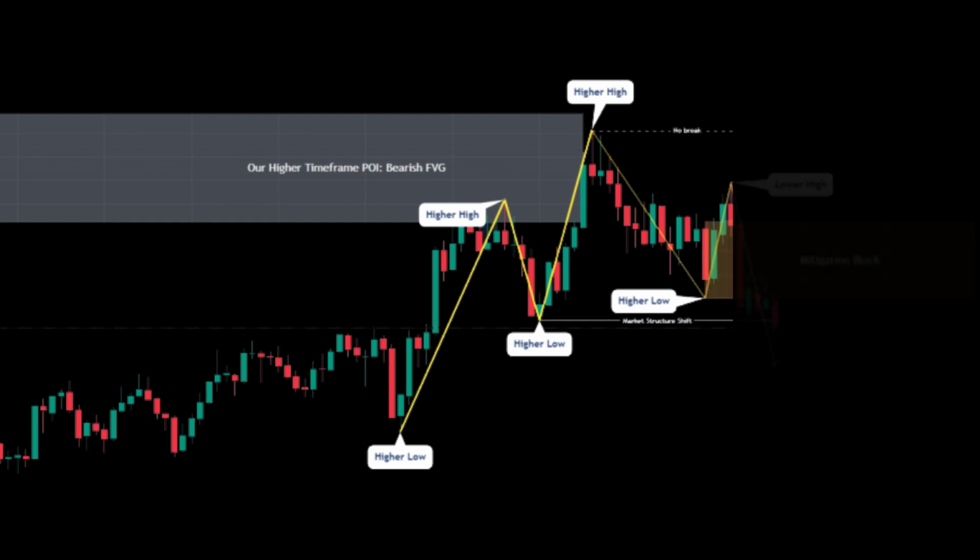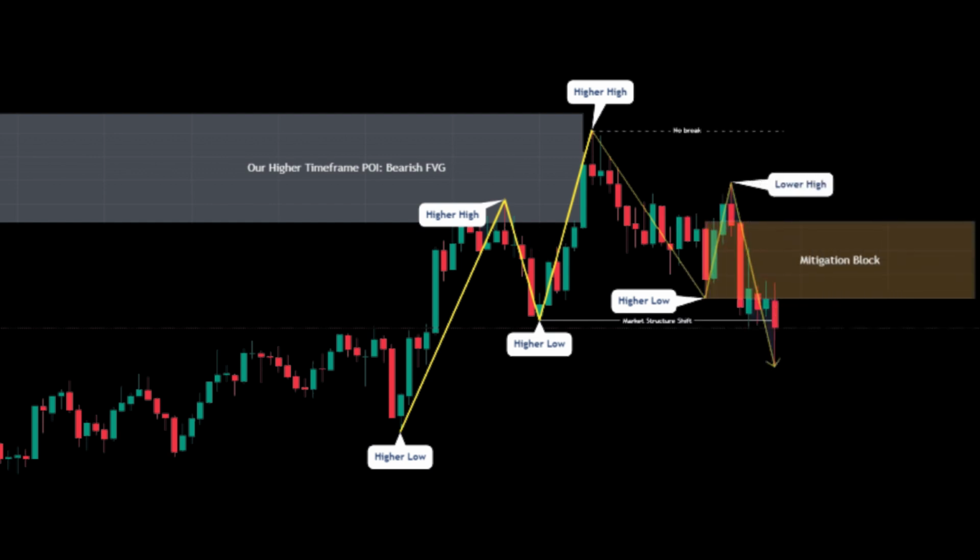2. Identify your mitigation block. Dip into your lower time frame and wait for the formation of the mitigation block. Don't forget that it's the block that fails to break structure in the direction of the current trend before a market structure shift. In our chart, for instance, notice that our higher low does not lead to a higher high. Instead, it creates a lower high before breaking that higher low. We then mark out the mitigation block using the last significant down close candle before the failed rally up.